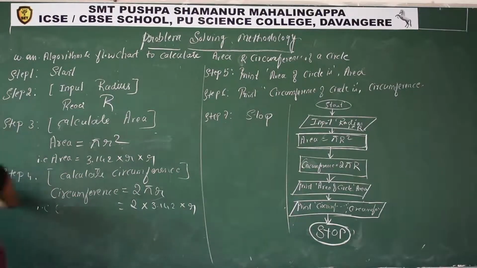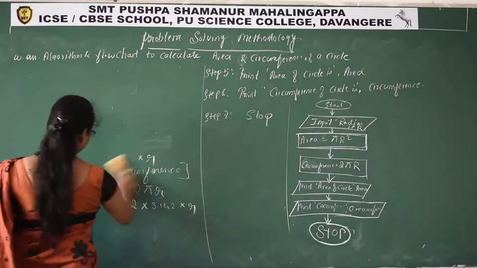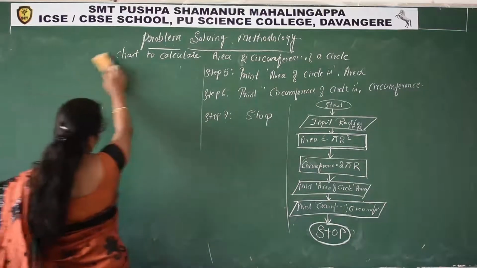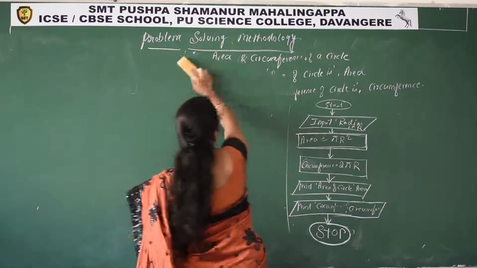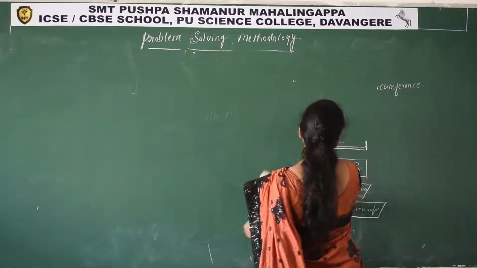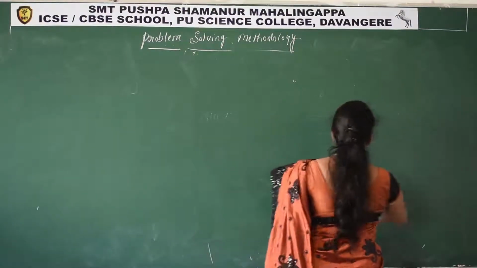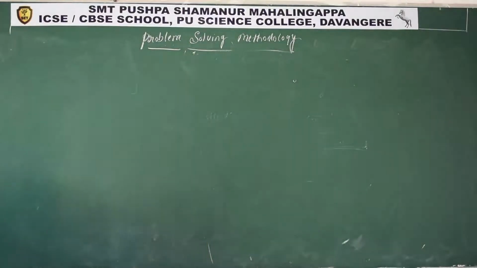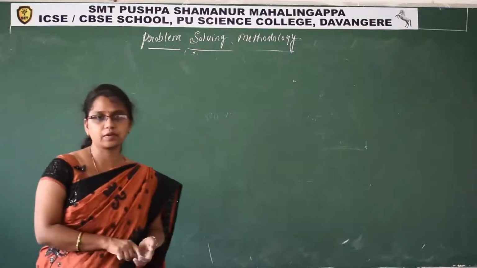Next algorithm. Write an algorithm and flow chart to interchange the values of two numbers, values of two variables. When I say the word variable, how to understand? A variable's value keeps on changing as we give different inputs. Okay.